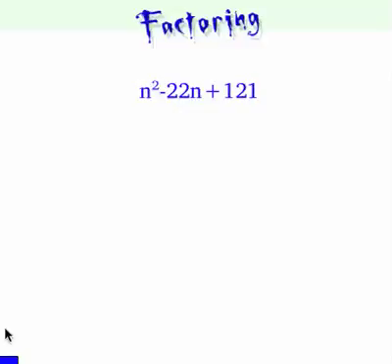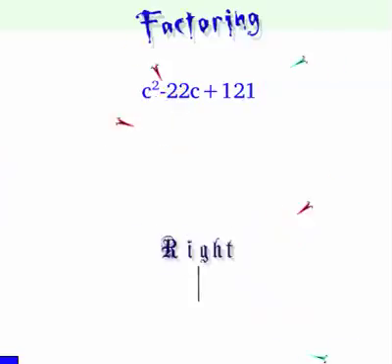So where did we say that was? Square root of the first term is just n. Square root of the last term, that's 11. Take the sign of the middle, minus, 11 to the power of 2. And that's it. So let's do this one quickly.